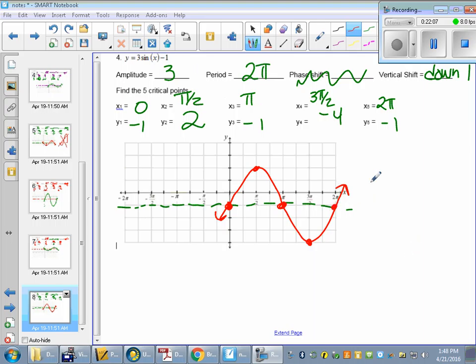So here's my midline. That's also the y values for the start, middle, and end. Going 3 above our midline takes me to a maximum of 2, and 3 below takes me to a minimum of -4. So you're going to have 4 of these to work on your homework, and you can do that for the remainder of our time.